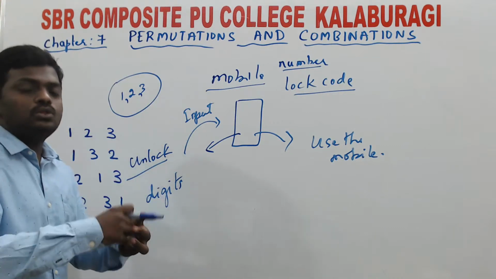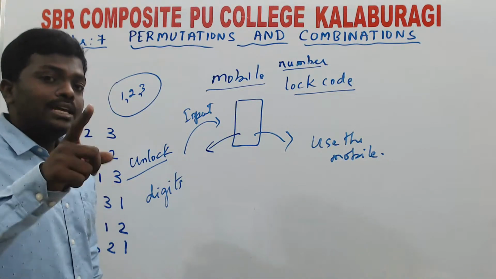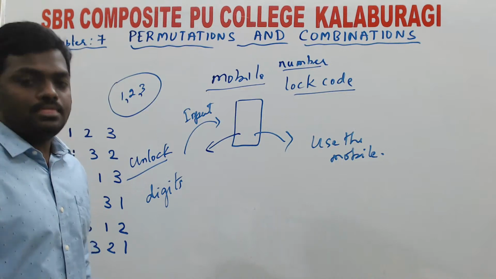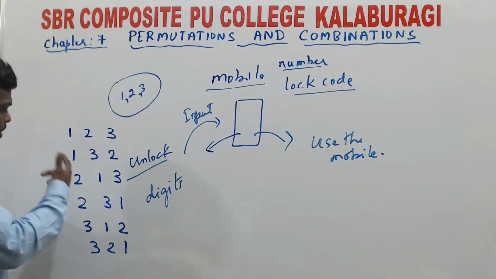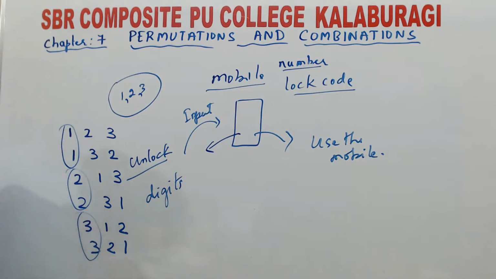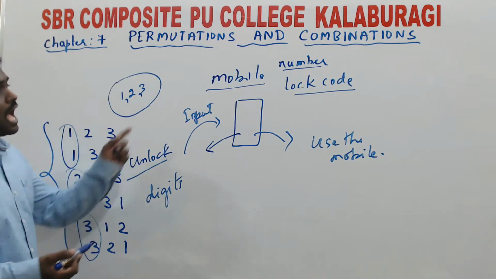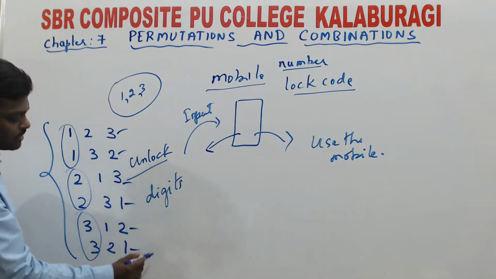So I have given you 3 digits, 1, 2, and 3, and I am asking you to keep a lock code comprising only of 1, 2, and 3. Is that clear? So the first digit of the pin will be one number: either 1, or 2, or 3. Then the rest you can arrange. So how many ways are there to unlock this phone? 1, 2, 3, 4, 5, 6.